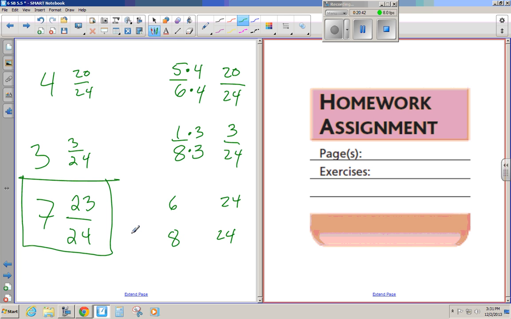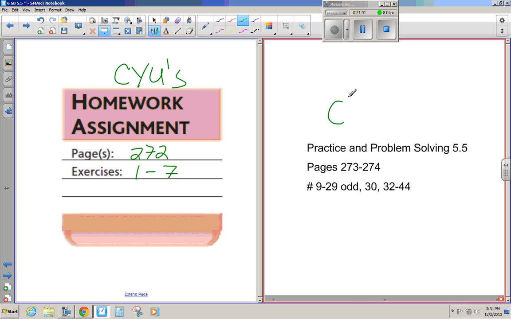All right. So for your homework, you should of course finish these notes, but you should also do the CYUs on page 272, and there will be exercises 1 to 7. This, of course, will be our classwork. All right, good luck.